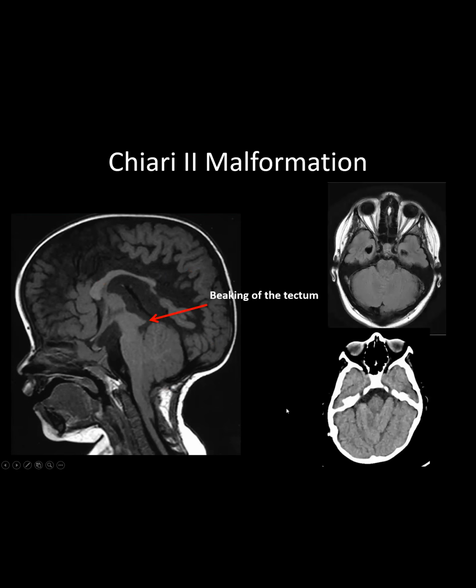And this is the same thing in the axial plane. So tectal beaking, you can see in both the sagittal and the axial plane, and it's from fusion of the colliculi, which some people say is heart-shaped.